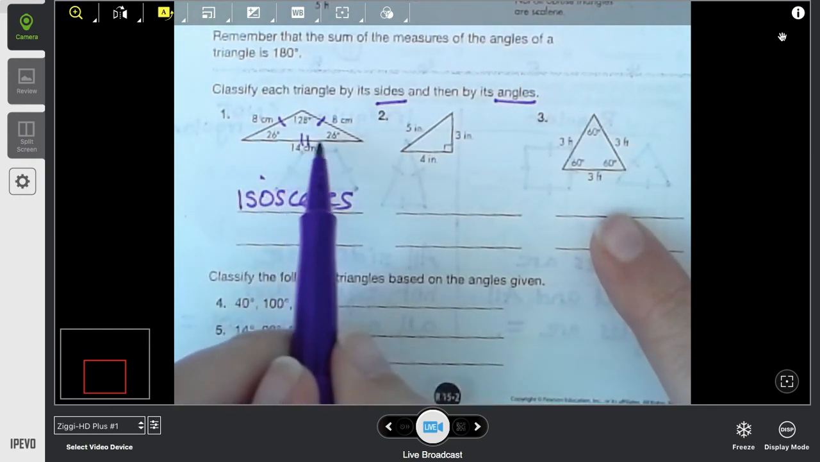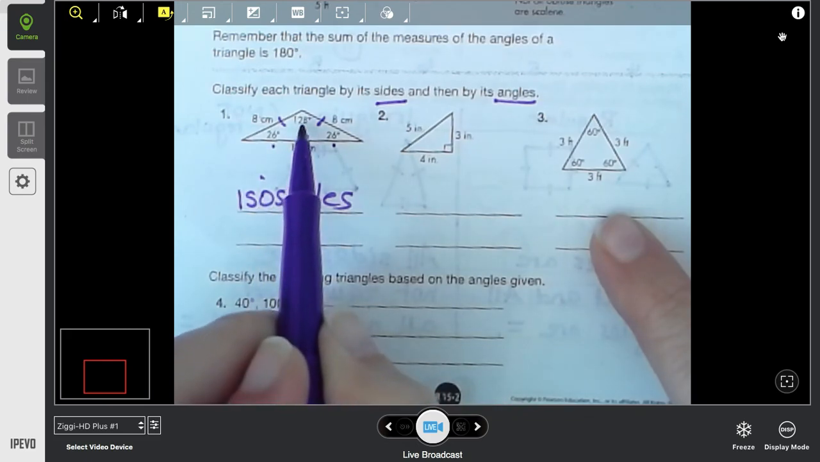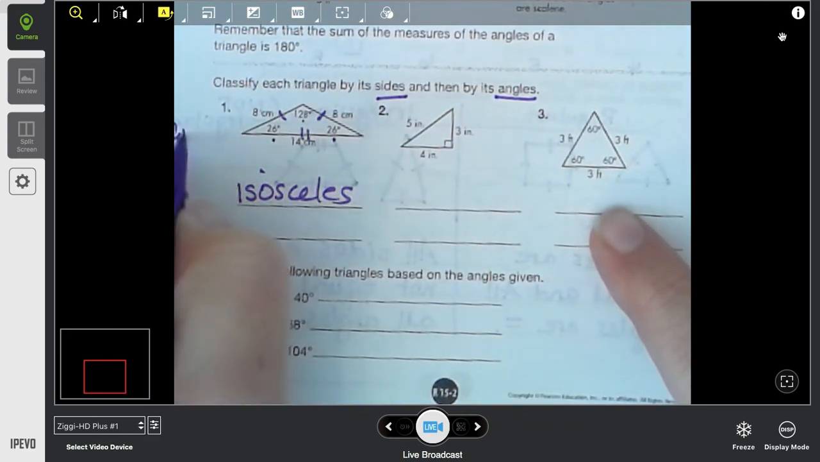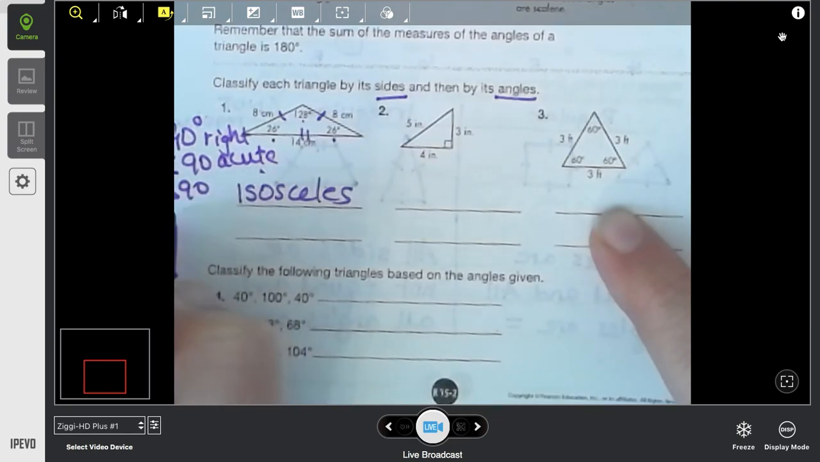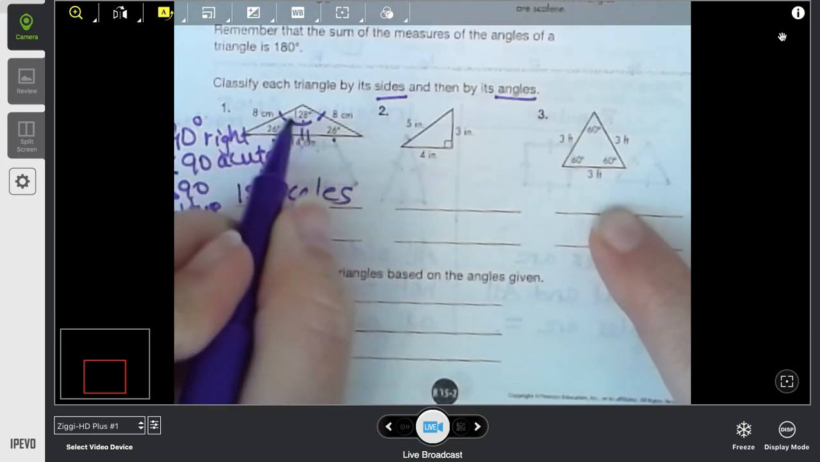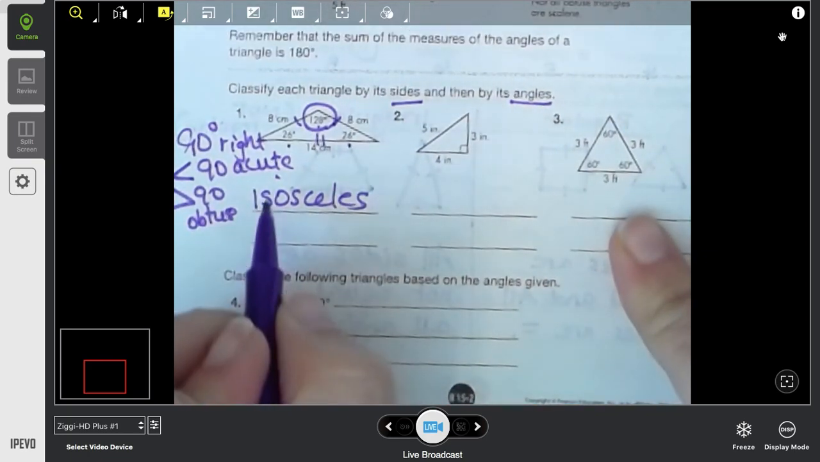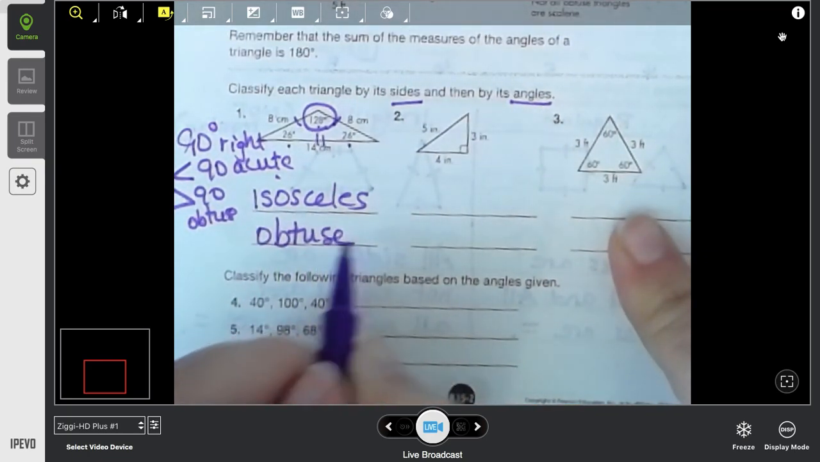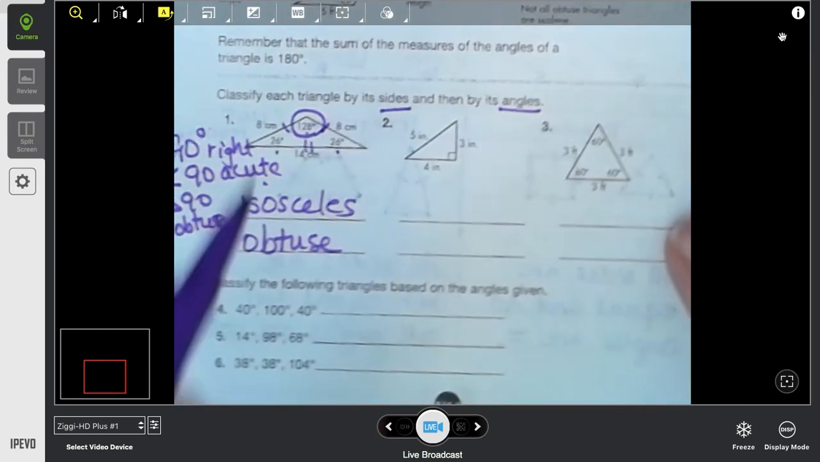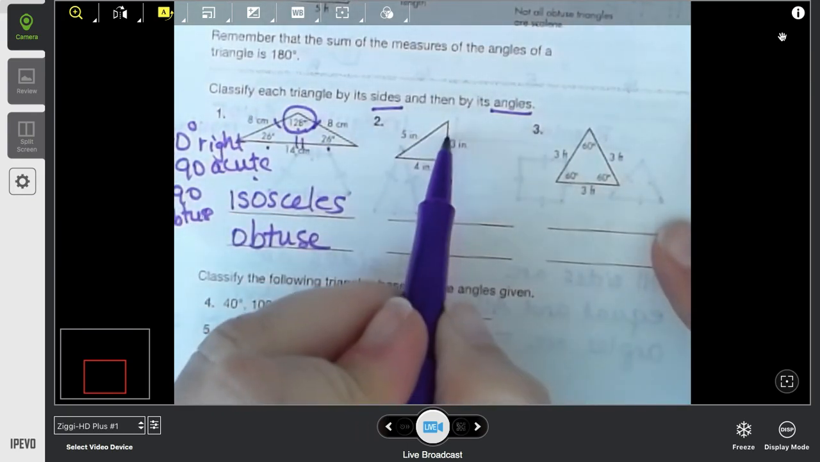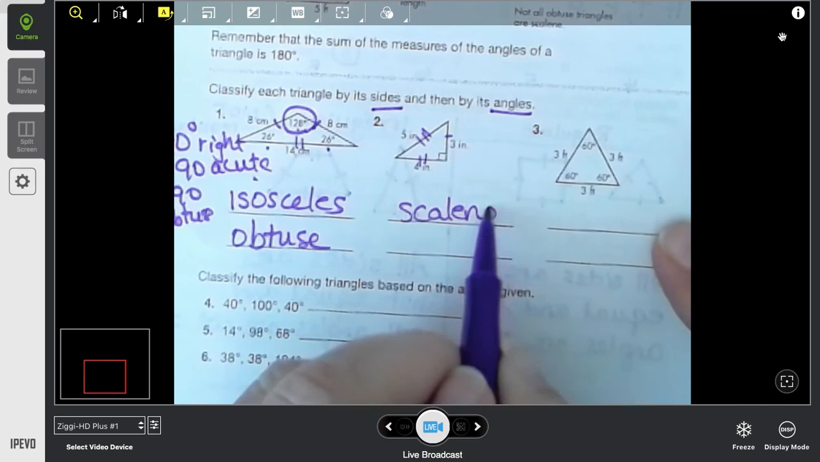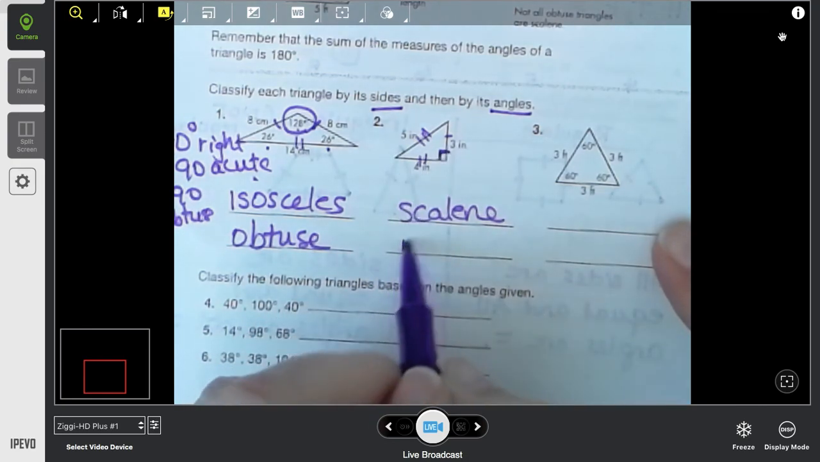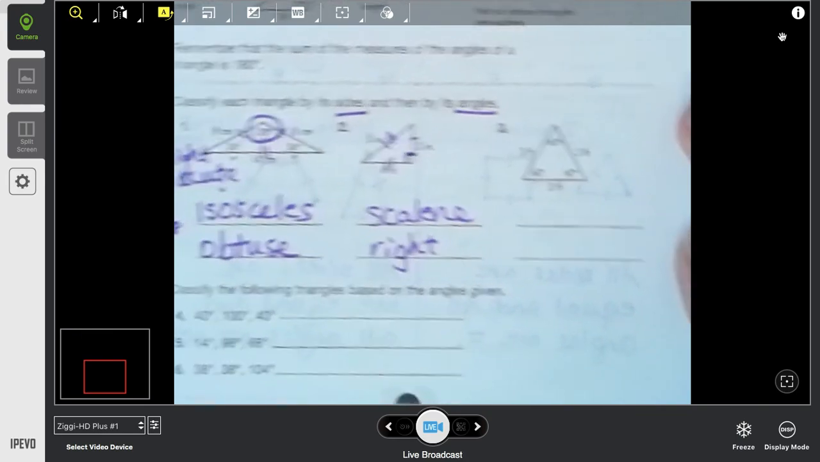And let's look at its angles. 26 degrees, 26 degrees, 128. Remember, a 90-degree angle is a right angle. Anything less than 90 is acute, and anything more than 90 is obtuse. So right here, this 128-degree angle makes this an isosceles and an obtuse triangle because that angle is obtuse. This one has 3, 4, and 5 inches, so all 3 sides are different lengths. If that's the case, it's a scalene triangle. And this one little right angle makes it a right triangle.